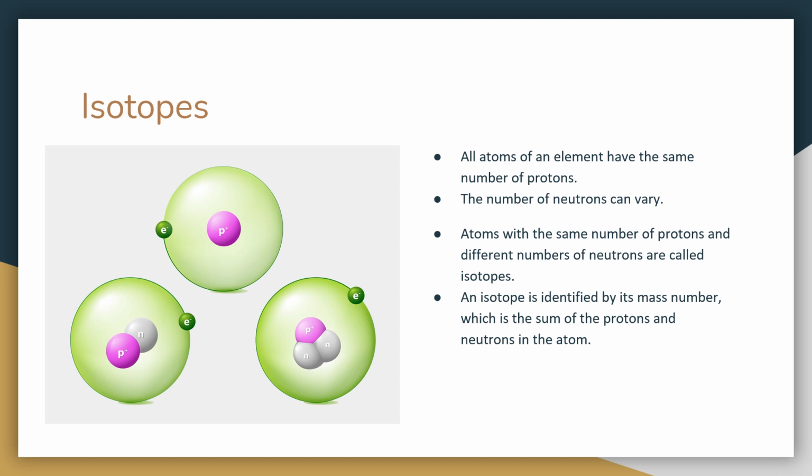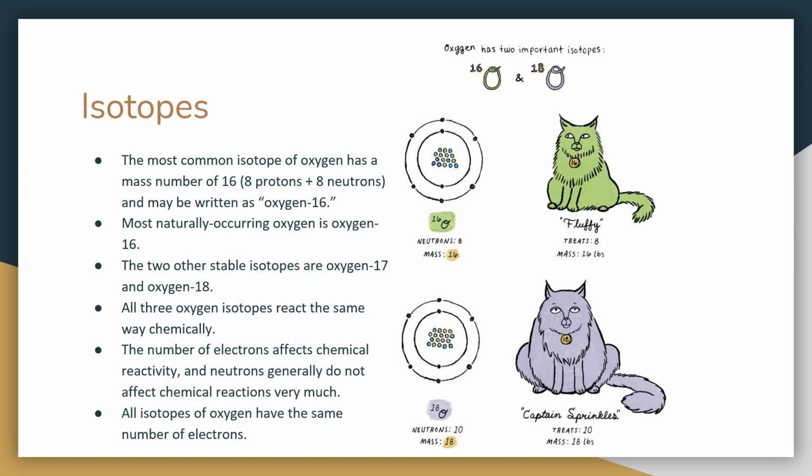An isotope is identified by its mass number, which is the sum of the protons and the neutrons in the atom. The most common isotope of oxygen has a mass number of 16, which means that there are 8 protons and 8 neutrons. And it may be written as oxygen 16. Most naturally occurring oxygen is oxygen 16. The two other stable isotopes are oxygen 17 and oxygen 18.